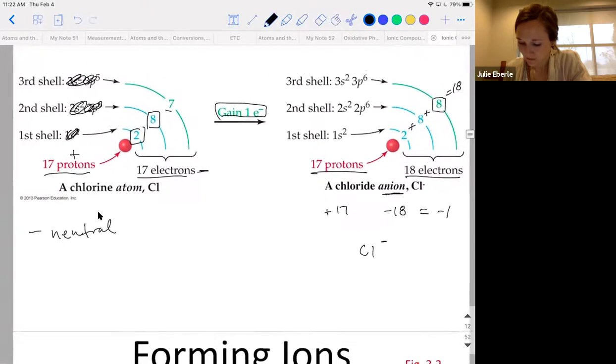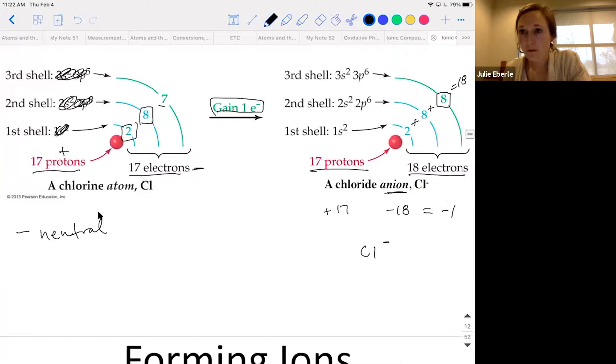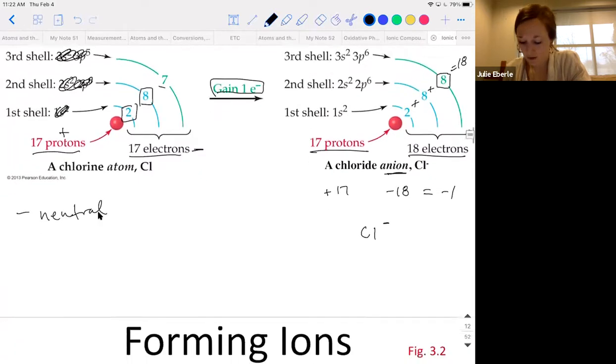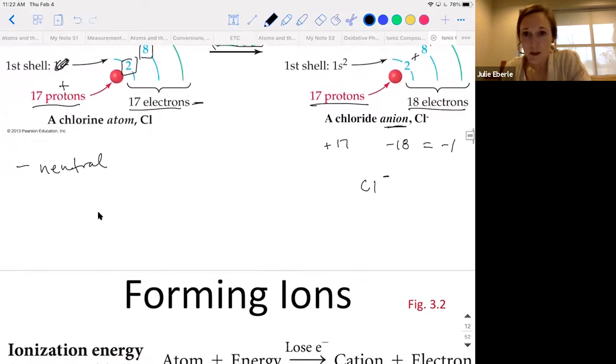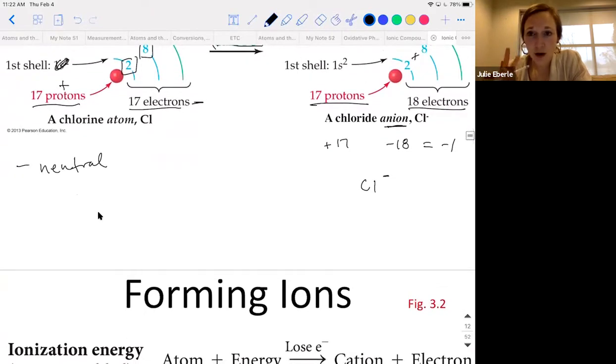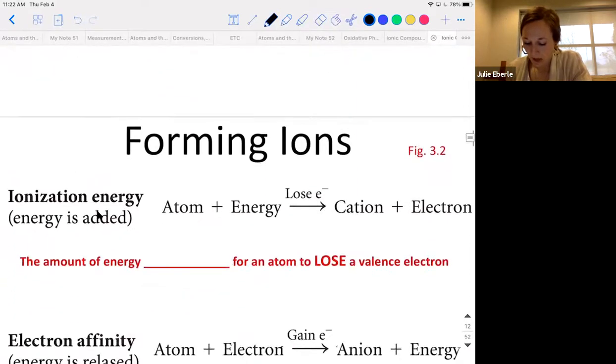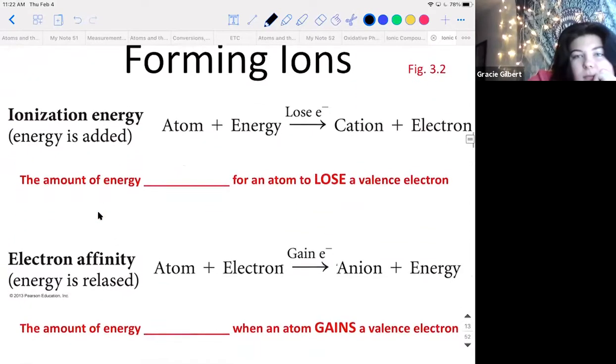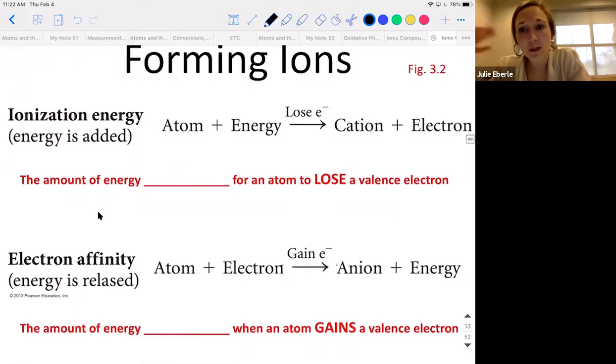Okay. All right. Questions on what we just covered? We're going to pause on this. I want to talk about 2 properties really quick: ionization energy and electron affinity. These are properties that help us predict how easily or how difficult it may be for an atom to give up an electron or receive an electron.